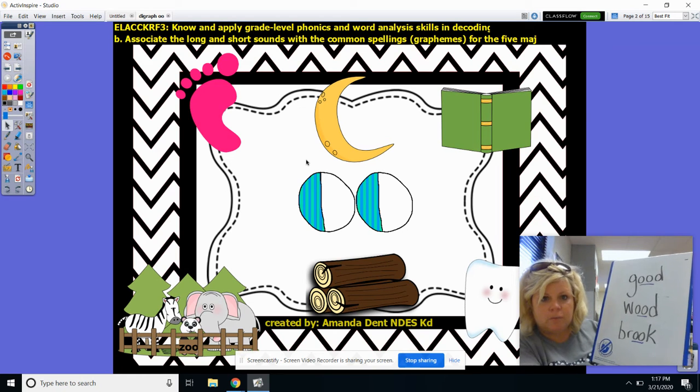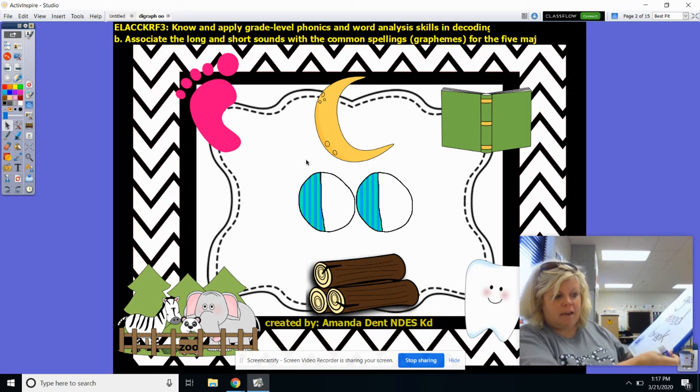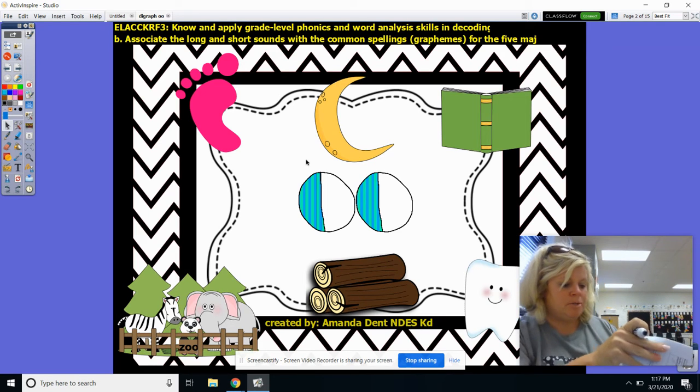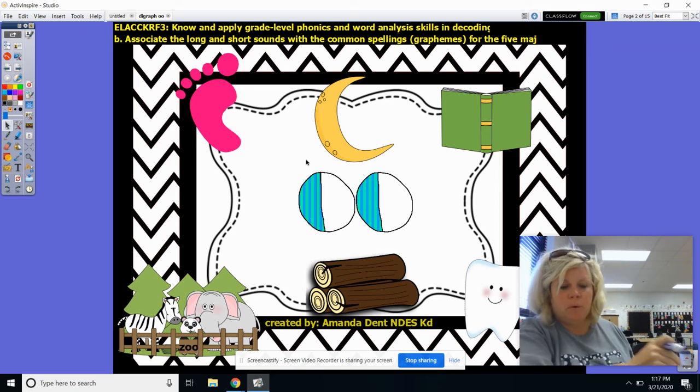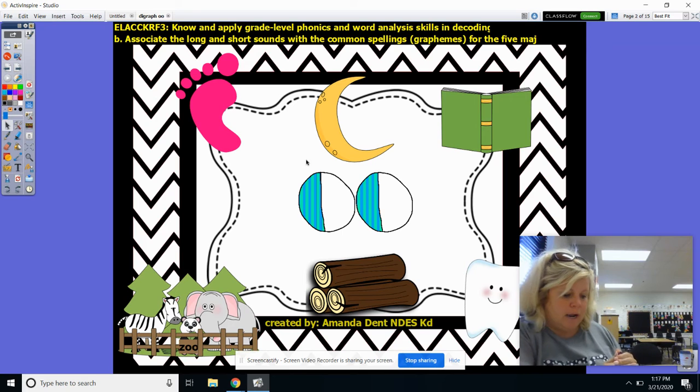Now, I'm going to give you a clue because remember when we were talking about the TH digraph, we had code words and pictures. Feather was one. And who remembers the other one? Thimble. That's right. Thimble was the other one. So the code word or the picture card that you're going to remember for the O-O sound, let's see if you can figure it out. See if you can make an inference right here.